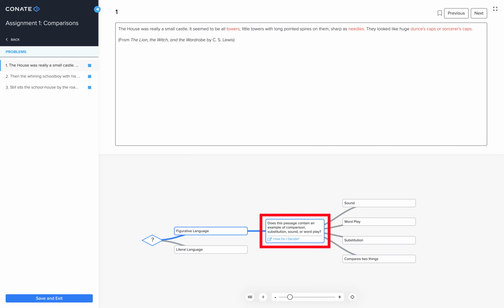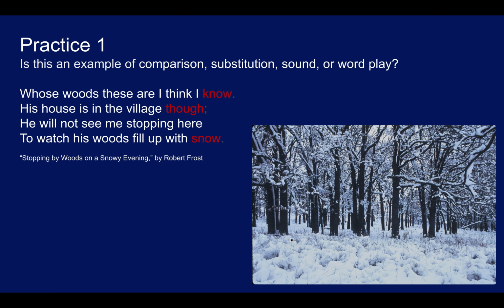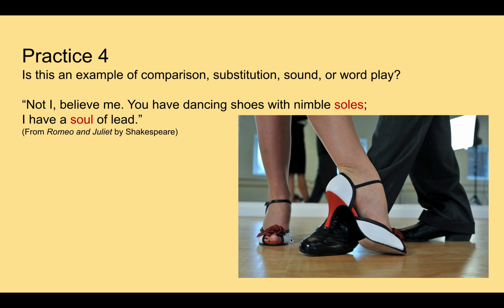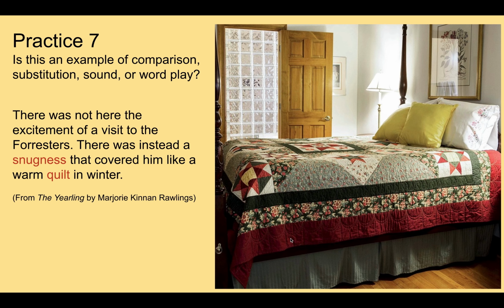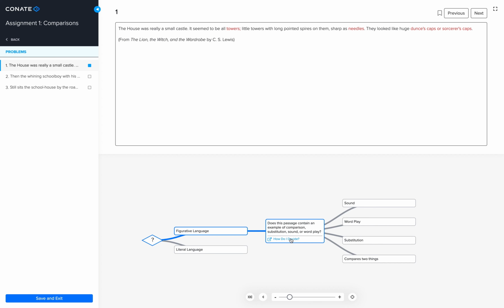Does this passage contain an example of comparison, substitution, sound, or wordplay? If they are not sure which choice is correct, they can again click How do I decide to be taken to a learning module that will teach them how to make correct decisions, providing definitions for all four along with opportunities to practice. Based on this learning module, they know the correct choice is comparison.